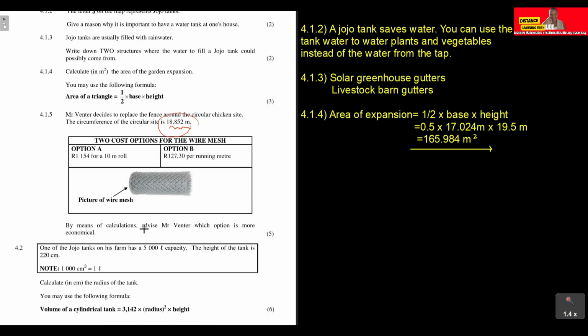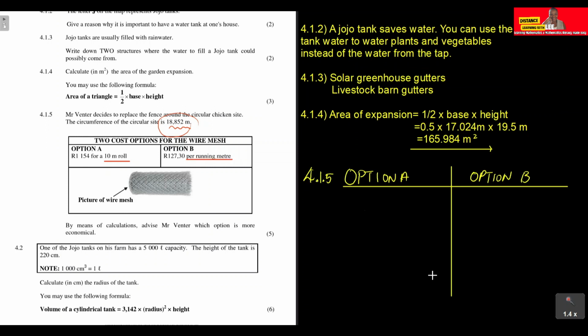Here, guys, when they sell the rolls, for option A they sell a 10 meter roll for this amount. And for option B, they sell this per running meter. They sell it per meter. So 1 meter is equal to 1 meter. If you need 1 meter, you will pay 127 rand and 30 cents.